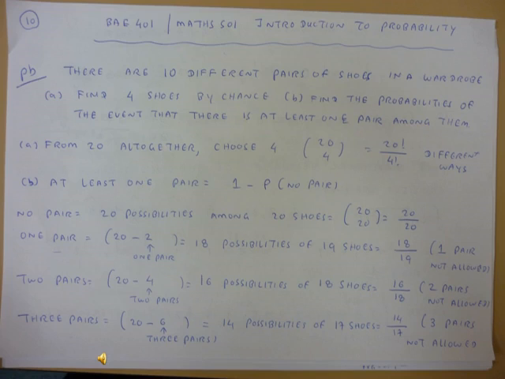So the no-pair probability is equal to 20 by 20 multiplied by 18 by 19 multiplied by 16 by 18 multiplied by 14 by 17, which is 224 by 323. So the at least one pair probability is 1 minus the no-pair probability, which is 1 minus 224 by 323, so you get 99 by 323.